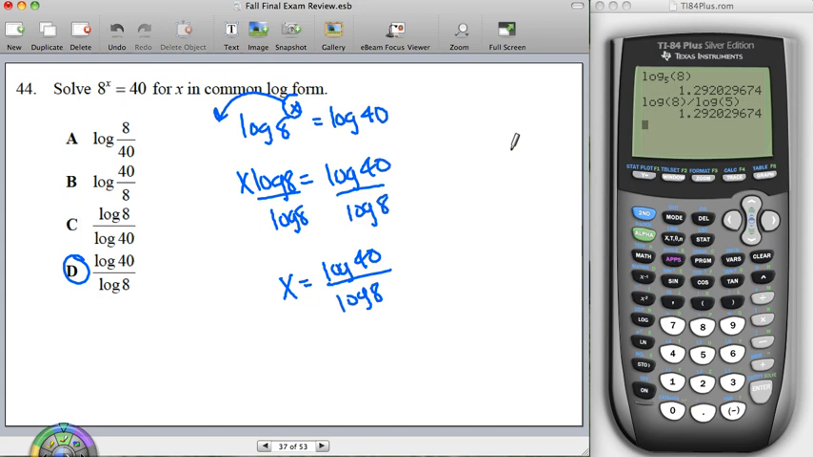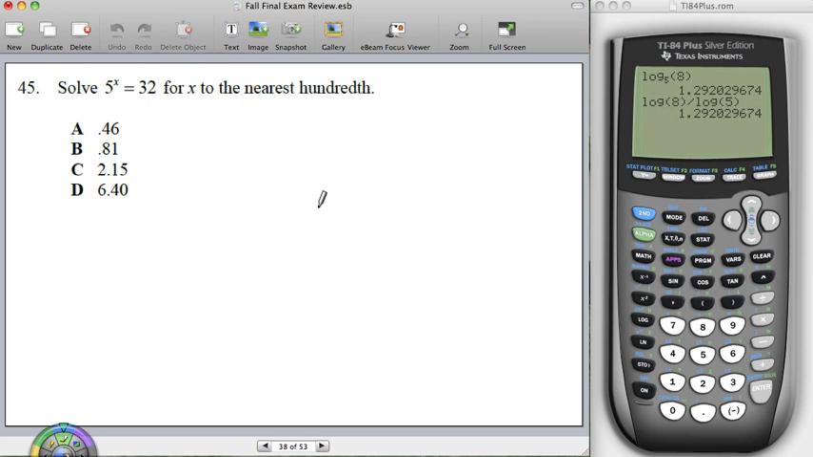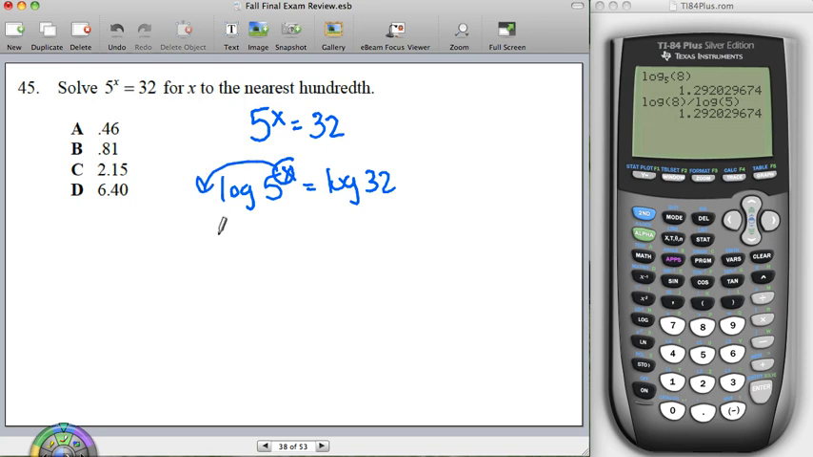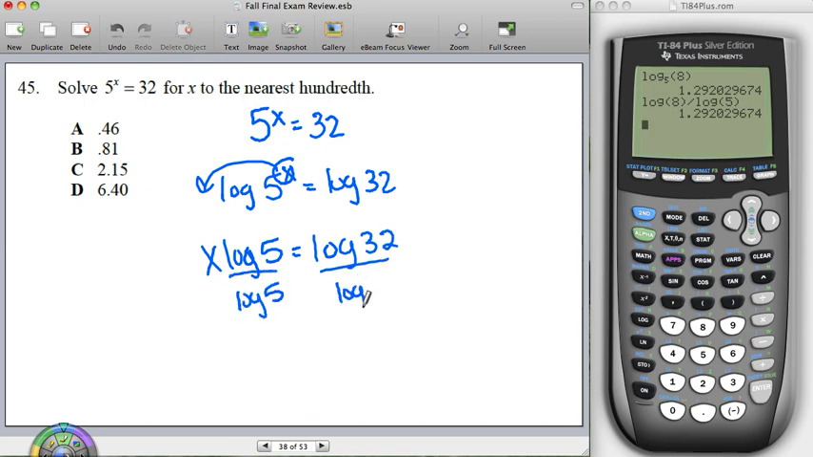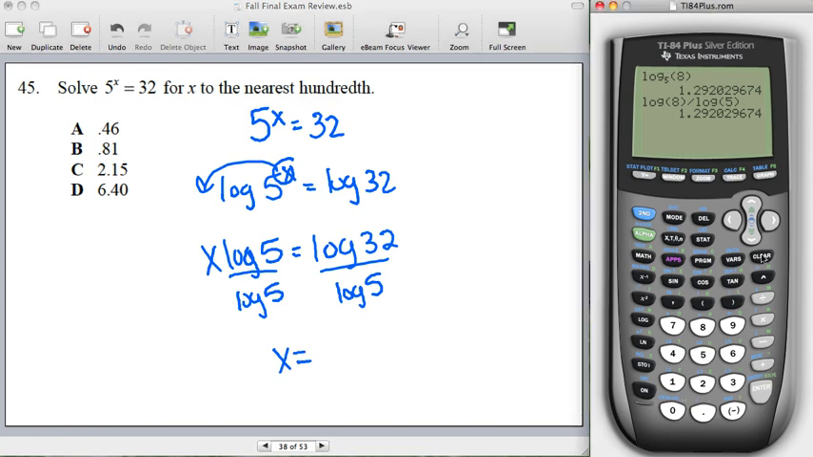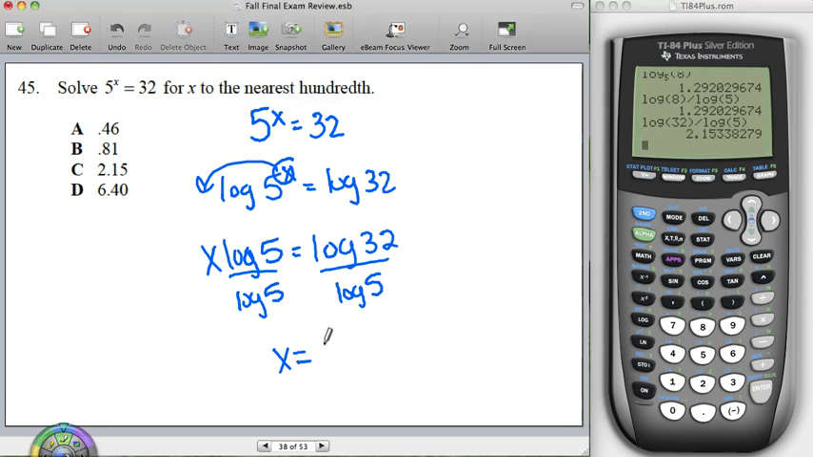All right, 45. Okay, so solve for x to the nearest hundredth. So I have 5 to the x equals 32. I'm going to go ahead and take the log of both sides. X goes down, so I have x log of 5 equals log of 32. Divide both sides by log of 5, and I get x equals, I'm going to use my calculator. So I have log of 32 divided by log of 5, which gives me 2.15.